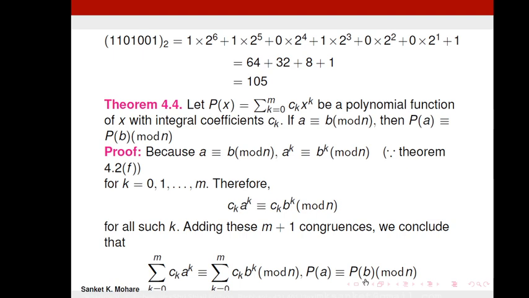So this is a simple theorem. So remember what we proved here. If a is congruent to b modulo n, then P of a is congruent to P of b modulo n, provided P of x is equal to the summation of ck x to the power k, where k varies from 0 to m.